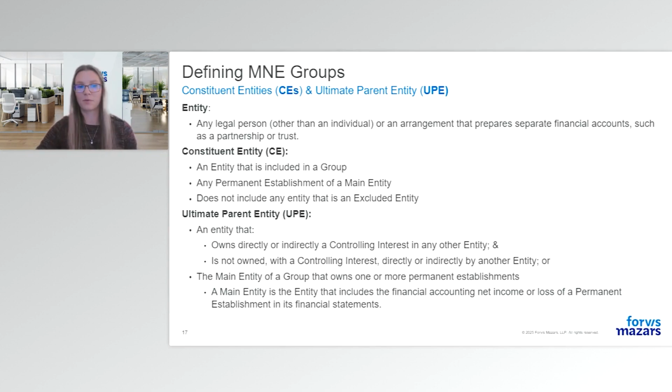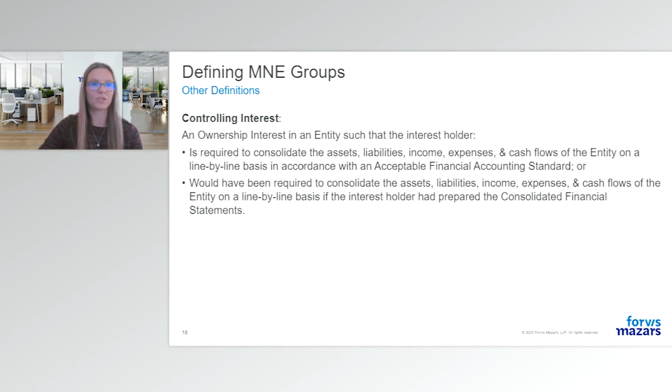So I think the key here is that before a group can be considered an M&E group, the UPE must have, directly or indirectly, at least one subsidiary or permanent establishment that is located in a jurisdiction outside of where that entity is incorporated. A single subsidiary or permanent establishment, even if it doesn't earn income, if it's located in another jurisdiction, that's going to be sufficient for those two entities to meet the definition of an M&E group. And it's important here that we define the M&E group because only M&E groups are going to be subject to the GLoBE rules.